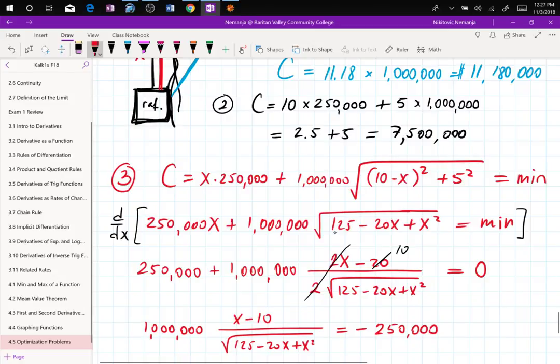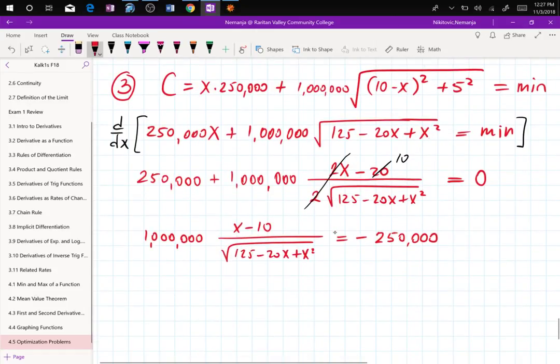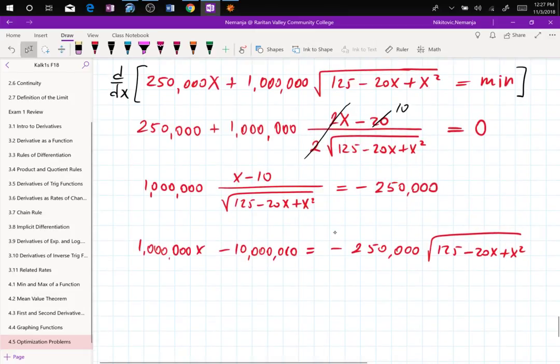Multiply both sides by the square root. On the left hand side you have 1 million x minus 10 million equals negative 250,000 times the square root of 125 minus 20x plus x squared. Move 250,000 over, square both sides, get the x's, get the quadratic equation going. This is called Wolfram Alpha.